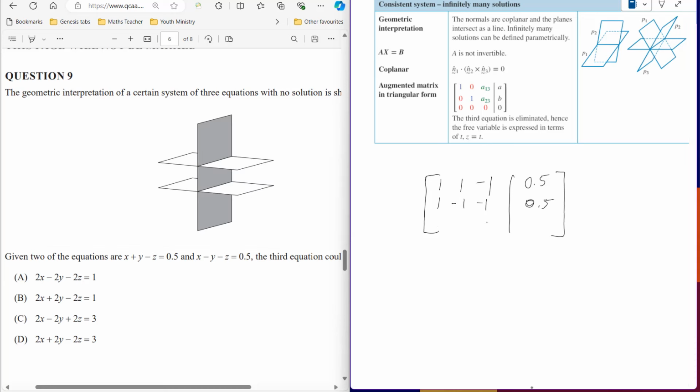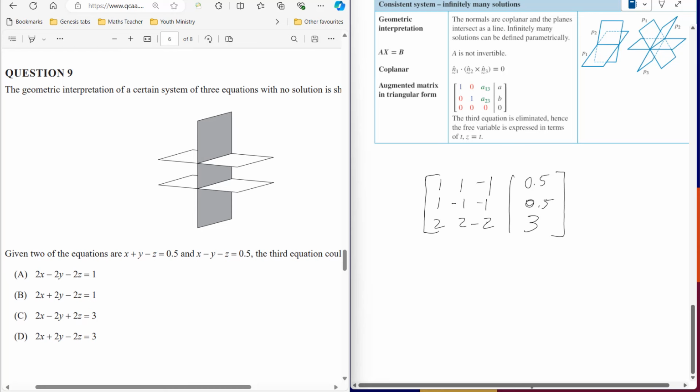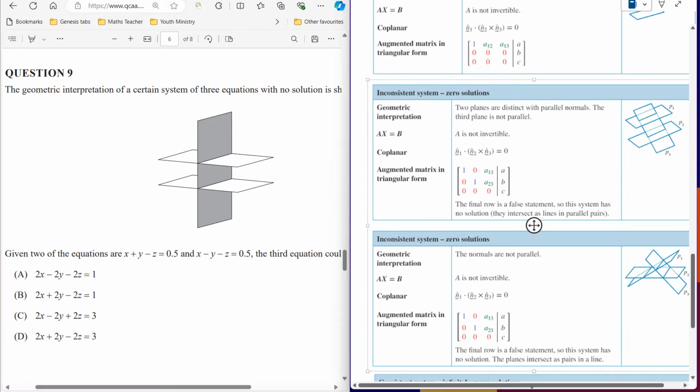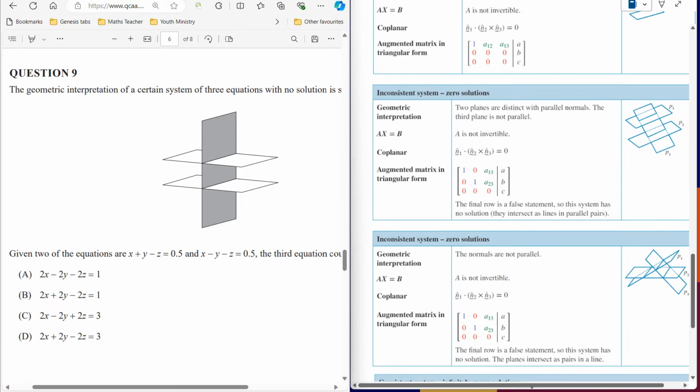But if we use D, because these three are 2 times this, but 3 in D is not 2 times that, if we use Gaussian elimination, we're going to end up with 0, 0, 0, and a constant here. So that would give us 0 solutions. So question 9 has to be D.